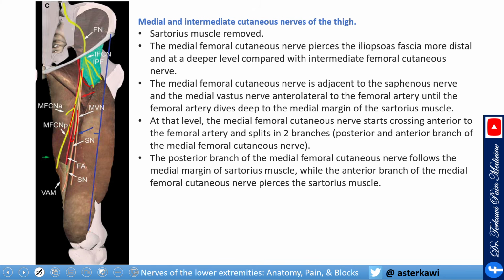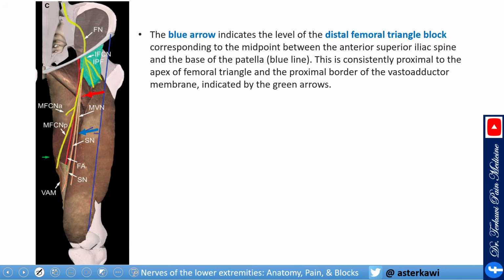branches, posterior and anterior. The posterior branch of the medial femoral cutaneous nerve follows the medial margin of the sartorius muscle, while the anterior branch of the medial femoral cutaneous nerve pierces the sartorius muscle. Now, the blue arrow here indicates the level of the distal femoral triangle block, corresponding to the midpoint between the anterior superior iliac spine and the base of the patella.